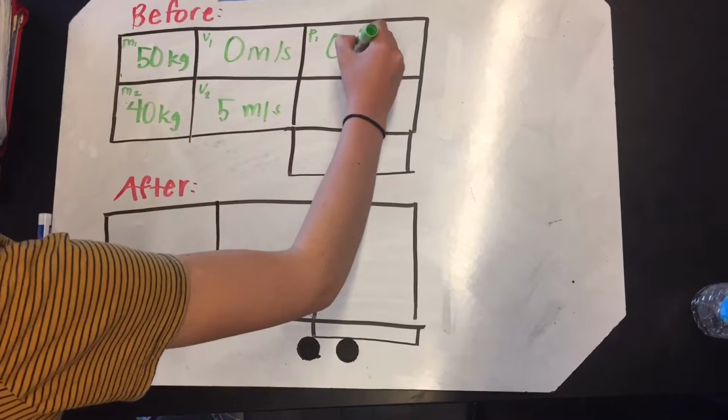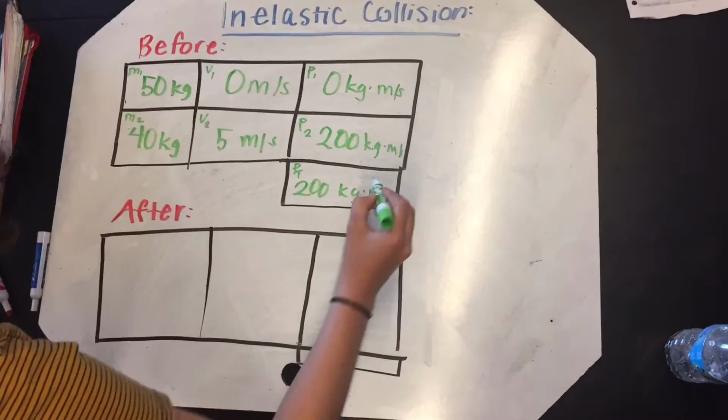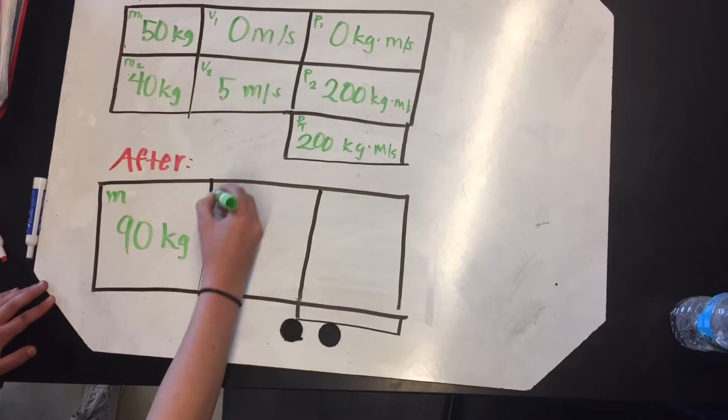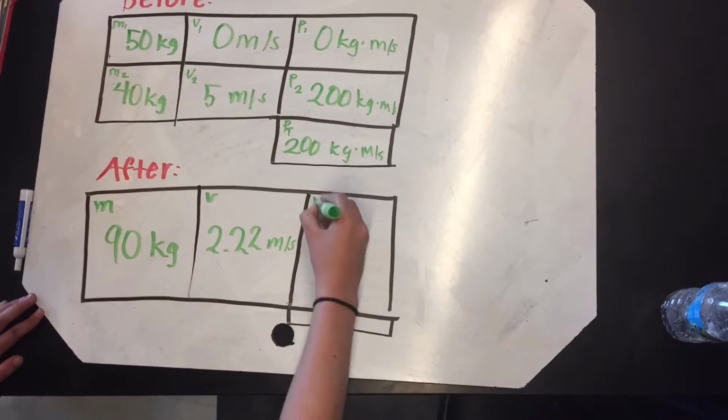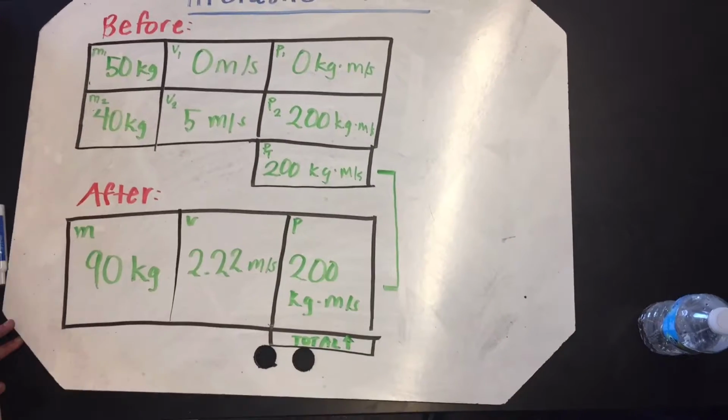After the collision, the mass of person A and person B are combined and is now 90 kilograms. The velocity is slower, now at 2.22 meters per second, and now the total momentum is still 200 kilograms times meters per second.